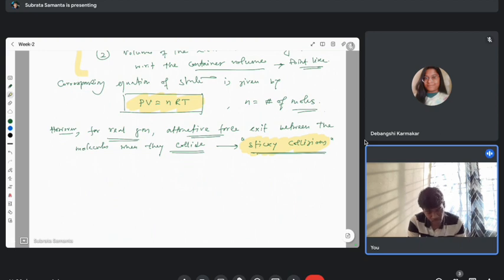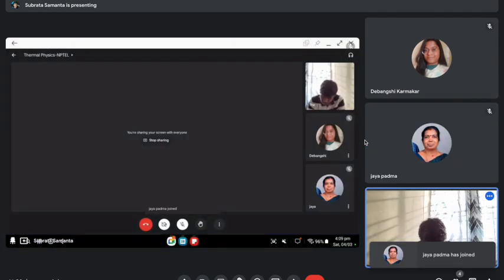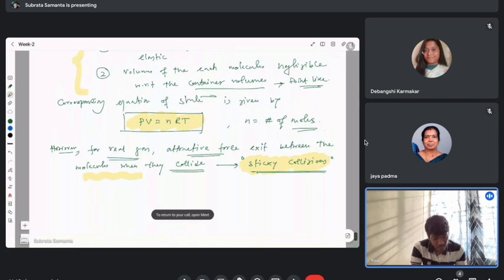Now at what temperature does this happen? Suppose you increase the temperature. Then the particles' kinetic energy also increases. The attractive force exists between the molecules when they collide; that is called sticky collisions. If we increase the temperature and the kinetic energy increases, the colliding molecules quickly separate again.